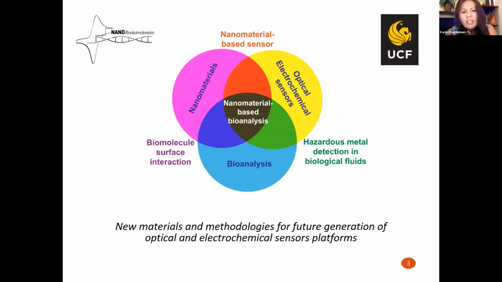In the nanobioelectrochemistry lab, we develop chemical sensors with optical and electrochemical transductions. We make use of nanomaterials, and most of our applications are toward bioanalysis. Our mission is to develop new materials and new methodologies for future generation of sensor platforms.